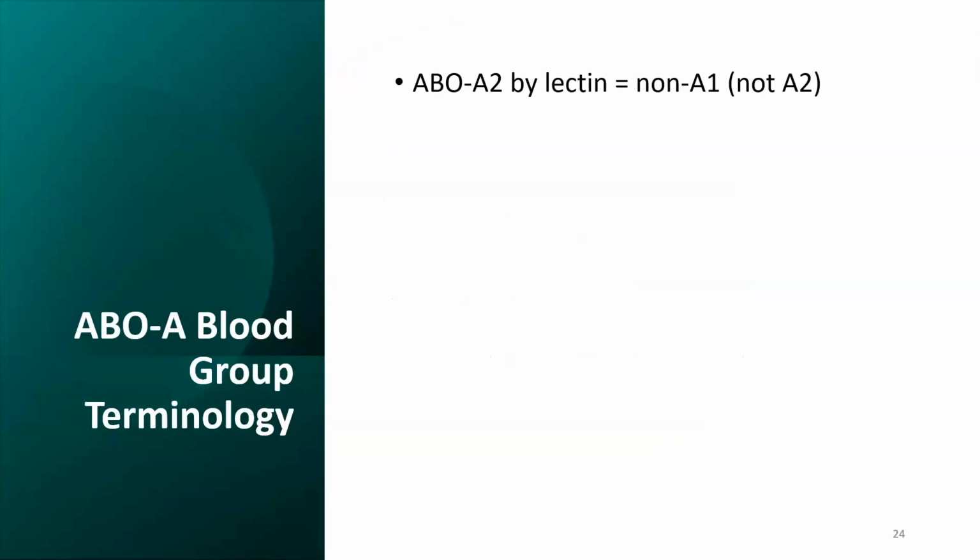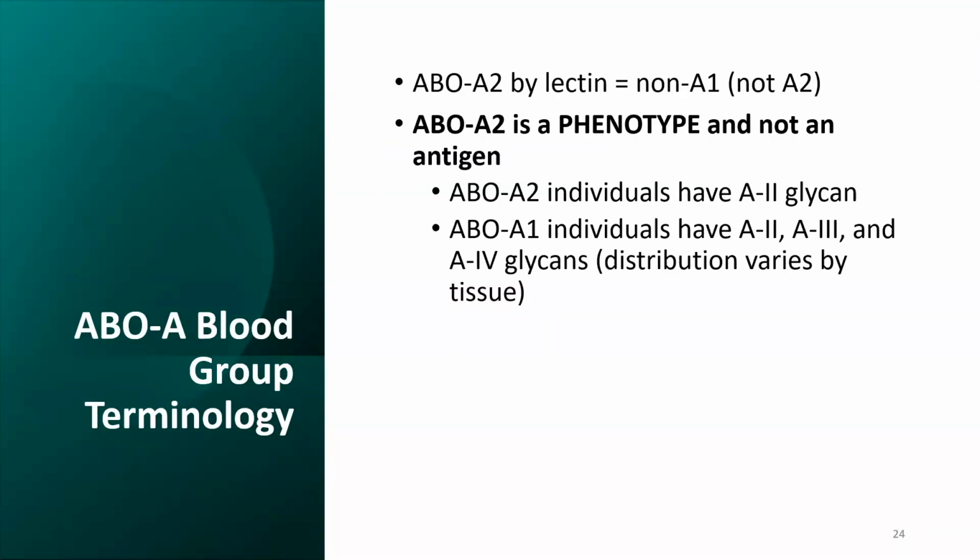Lori mentioned that there are different subgroups of A, and the most common one is A2, where about 15 to 20% of Caucasians have the A2 subgroup if your blood group is A. But the way we define that currently is by lectins. If your red cells agglutinate with this lectin, which is essentially a piece of plant, then you're most likely an A1, and if you don't agglutinate, you're a non-A1. But these are phenotypes. A2 is a phenotype, not an antigen, so defining all these things is tricky. And ABO A1 versus A2 individuals have different typings.